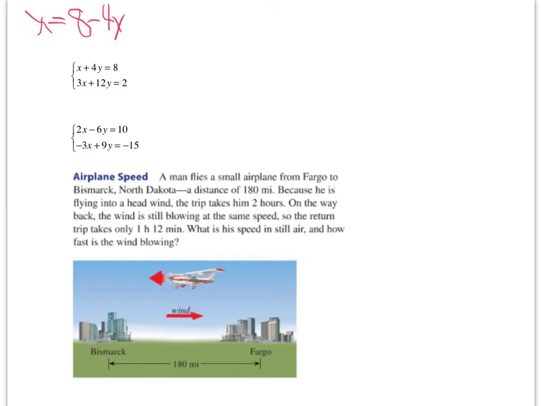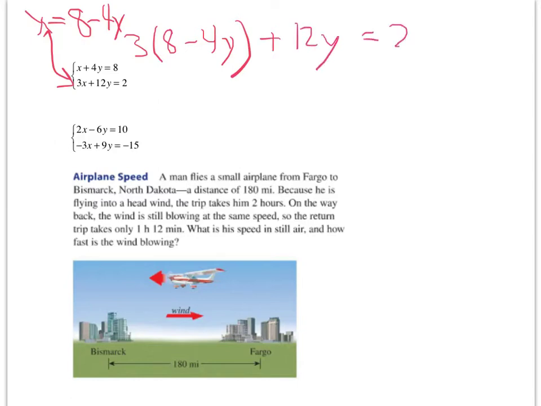So I substitute that value of x into the second equation, where I see x, and I will end up with 3 times 8 minus 4y, plus 12y, is equal to 2. So we'll just work this out. 3 times 8 is 24, minus 3 times 4 is 12y, plus 12y is equal to 2. Well, I see what's going to happen here. Minus 12y and plus 12y add up to 0, so I end up with the false statement, 24 equals 2.